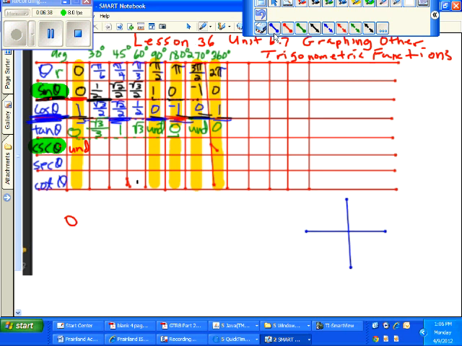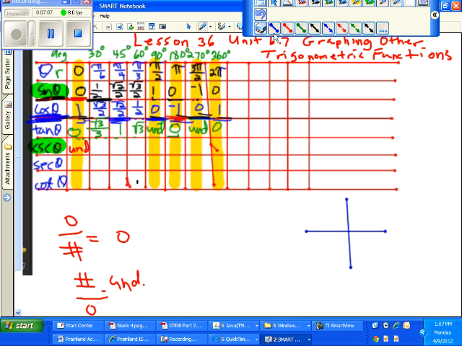Let me show you why. If you take 0 divided by some number, what's the answer? 0. If you take the reciprocal of that, some number divided by 0, you get some number divided by 0. What's anything divided by 0? Undefined. So the reciprocal of 0 is undefined, and the reciprocal of undefined is 0. Okay? All right, understand that?